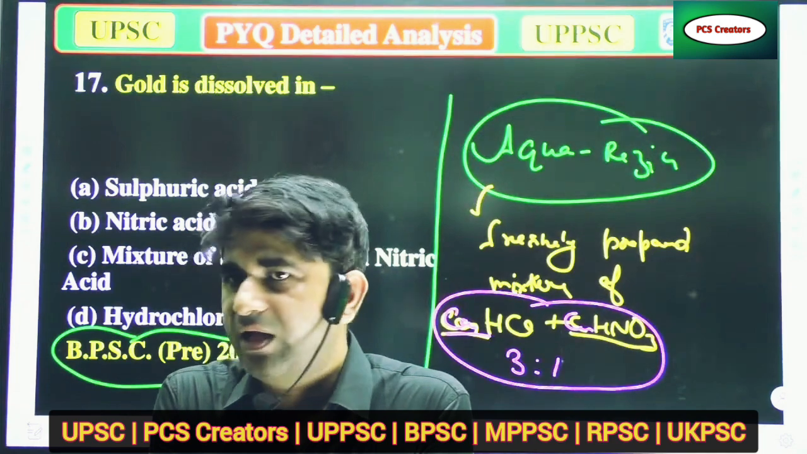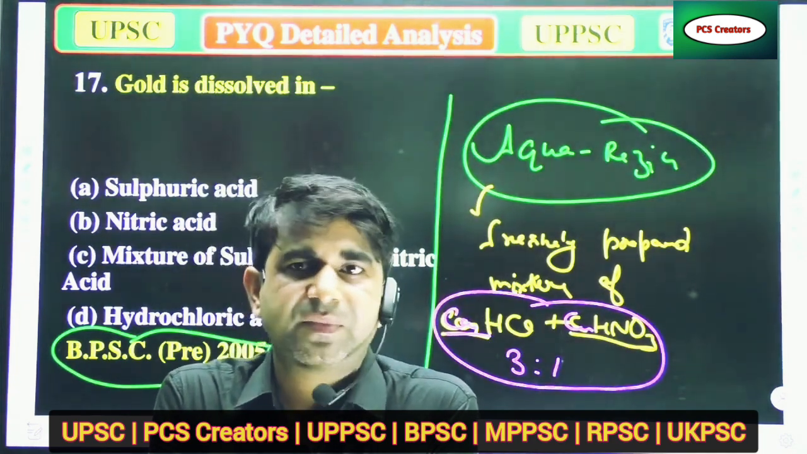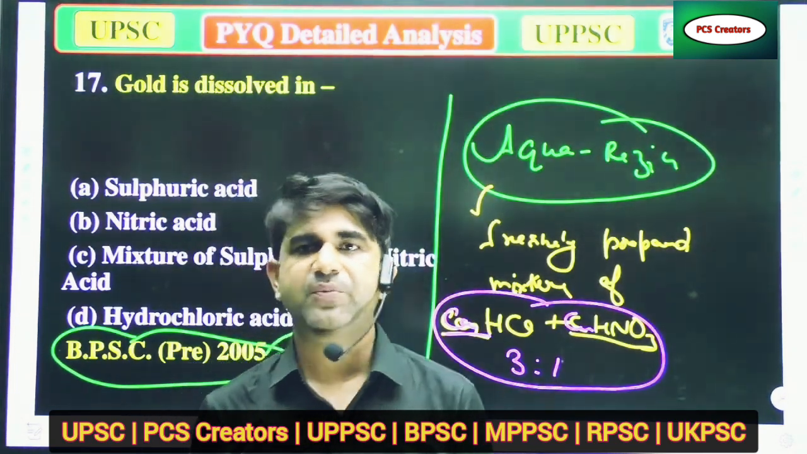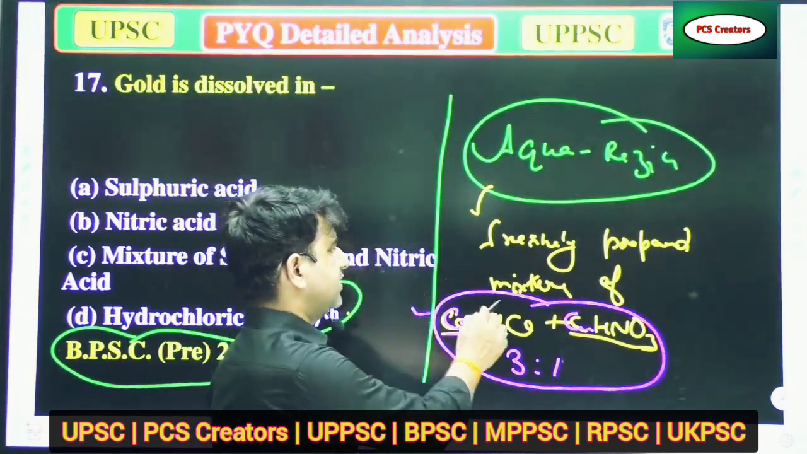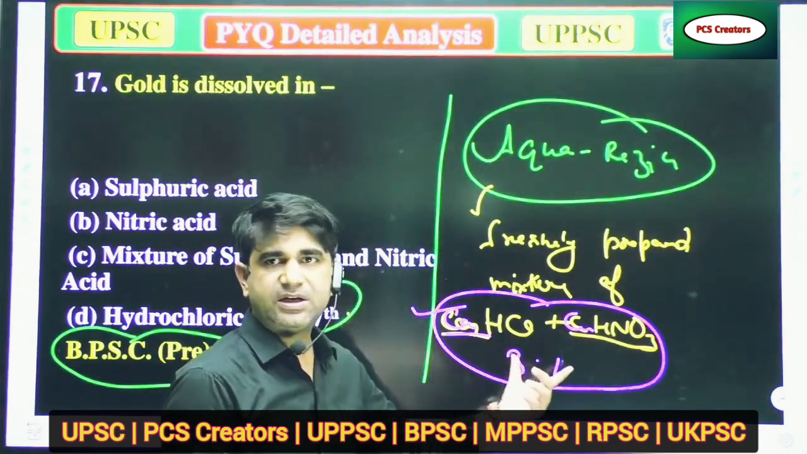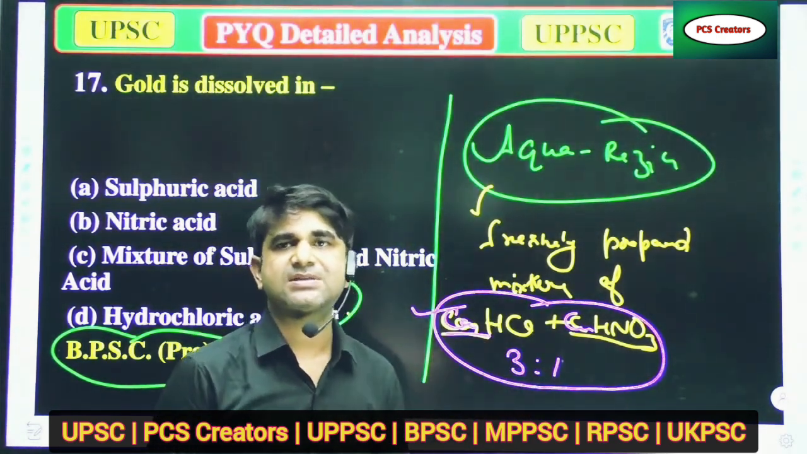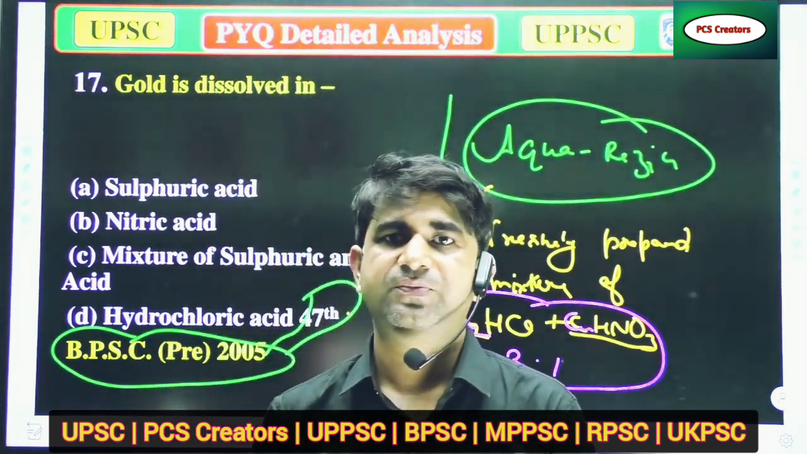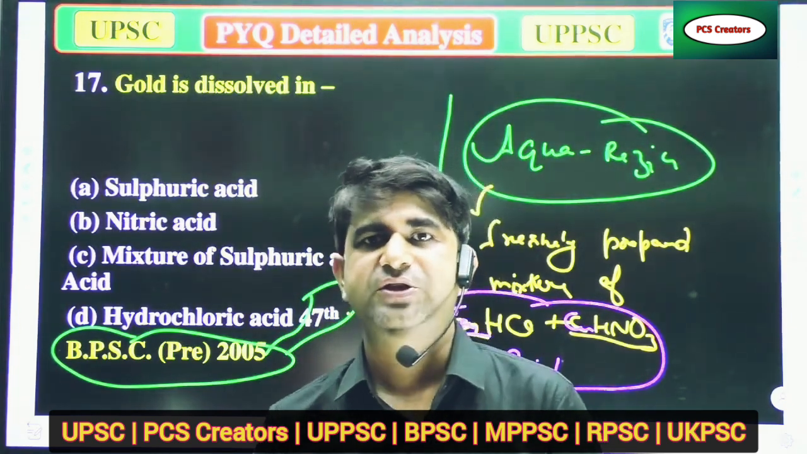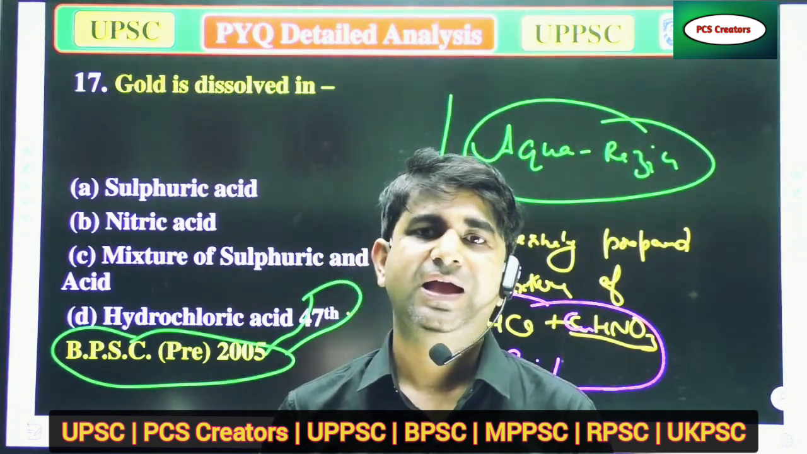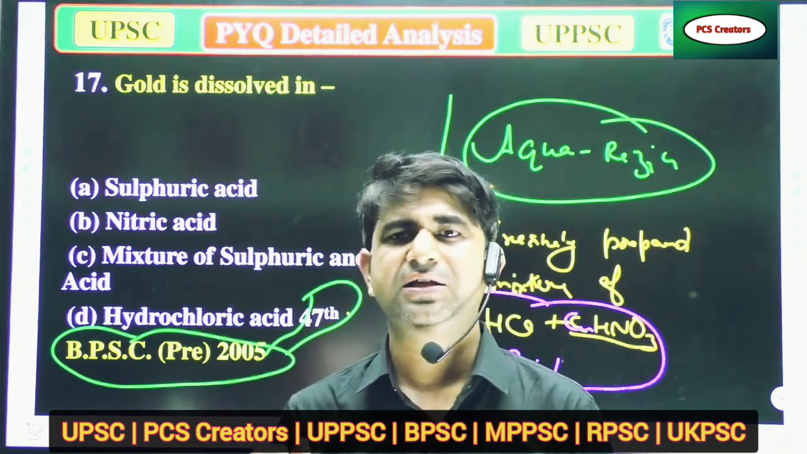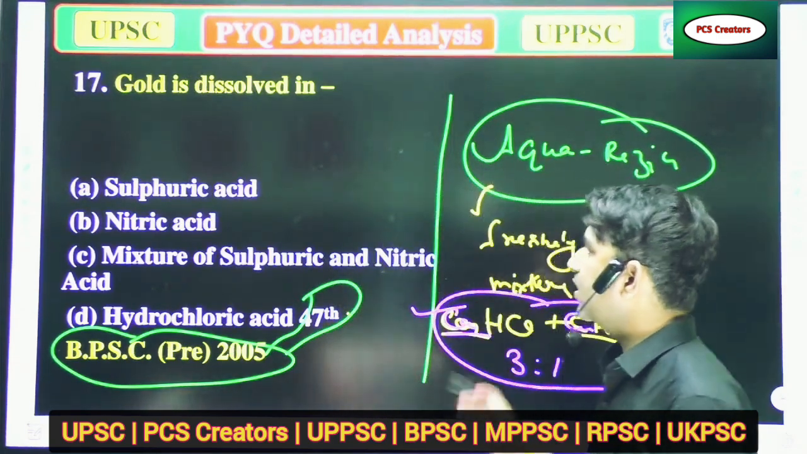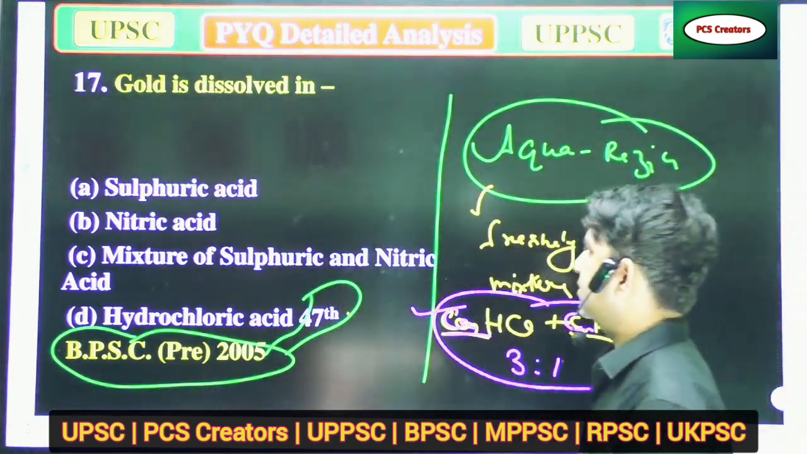Again I am saying, aqua regia is a freshly prepared mixture of concentrated hydrochloric acid and concentrated nitric acid, and the mixture of these substances has the property to dissolve any substance. So gold, iron, anything, when you put these things in these liquids, they can dissolve. So the option will be mixture of sulfuric acid and nitric acid. So it is the correct answer.